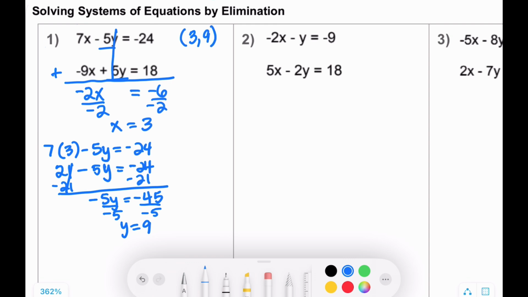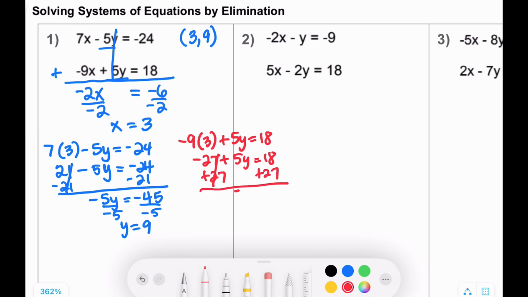You can verify that by doing the problem again, and let's do it with the 9s. I got the -9 times 3 plus 5y equals 18. Get -27 plus 5y equals 18. Add 27 to both sides, and you get 5y is equal to 45. Divided by 5, y is equal to 9. So there you have it. (3, 9) is your solution for question number 1.